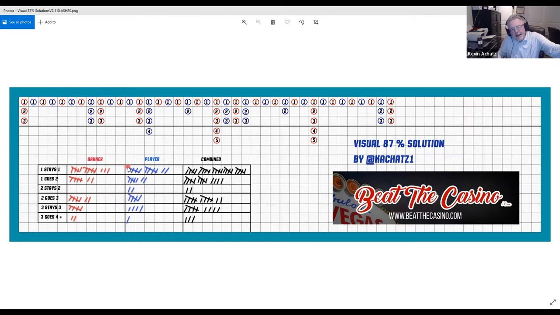A one stays one on the player, and on the banker side, it didn't. It went to two. So it's hard to see this, but the very first black mark on the combined, right here, was at least one time between the banker and player, it stayed one. That's right. And we just went through this whole shoe and did this. That's all we did.